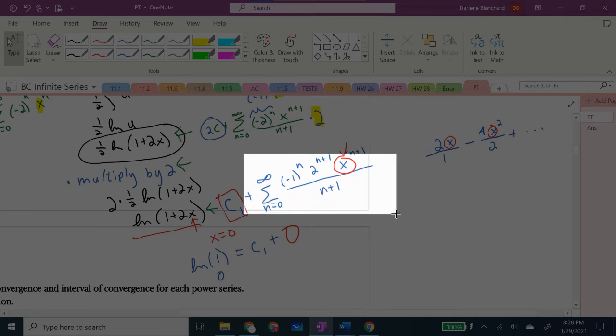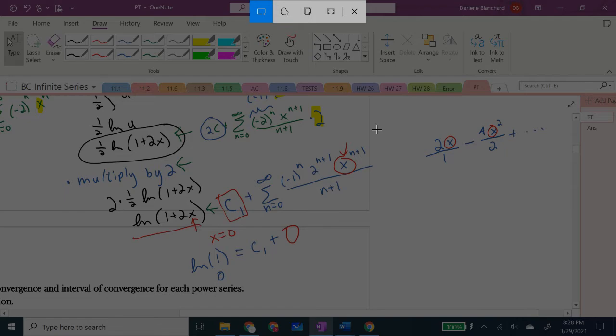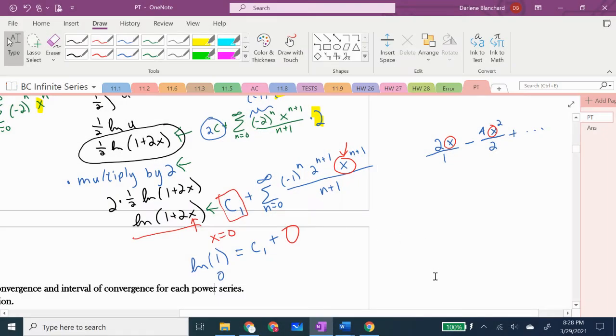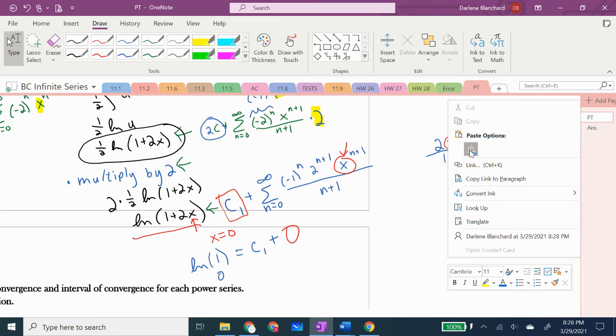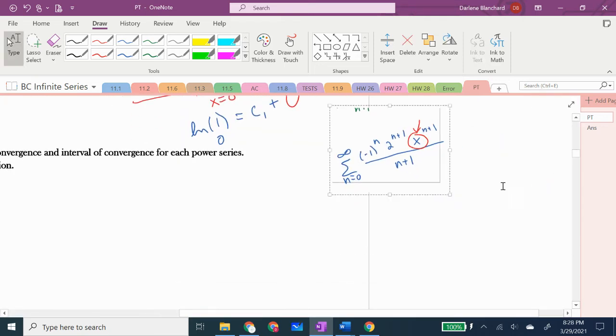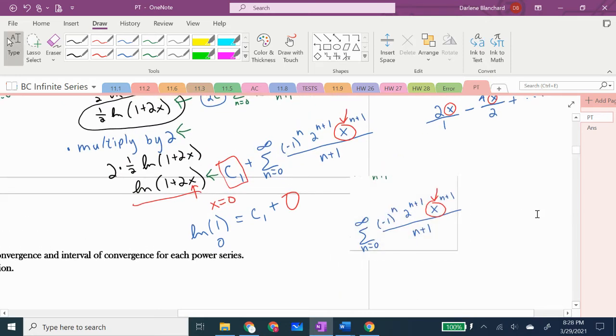this. Yeah, I did not copy it. Try again. Because I don't want to rewrite it. Paste. And there we go. There is our answer. Okay.